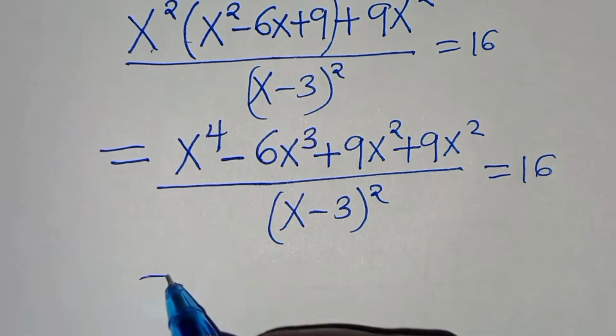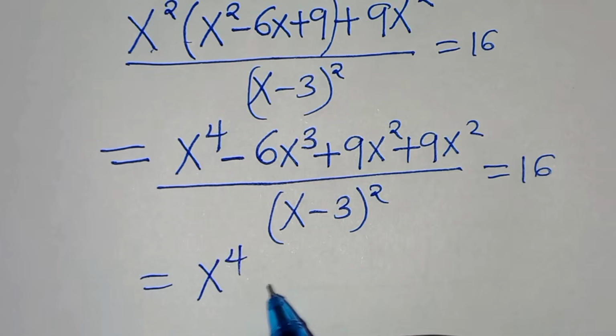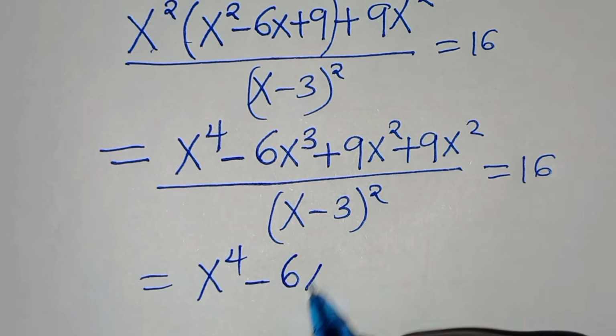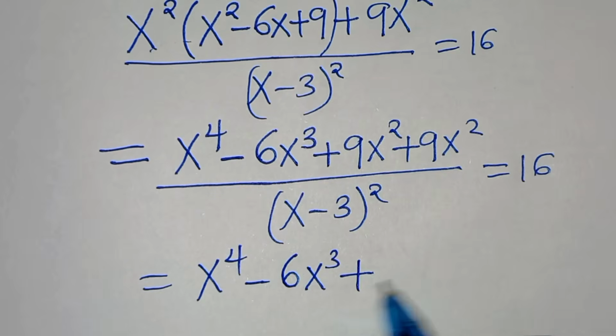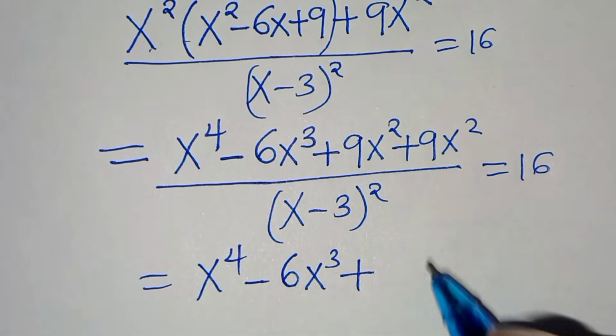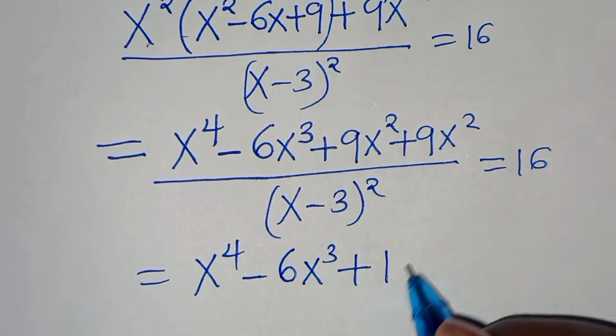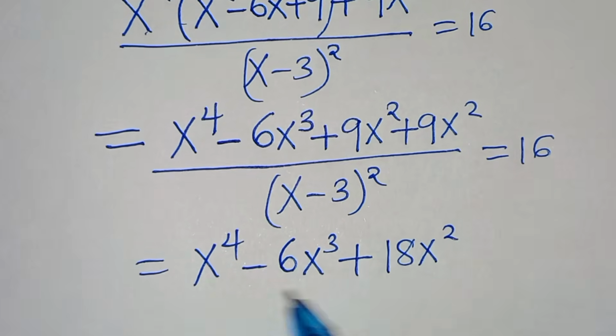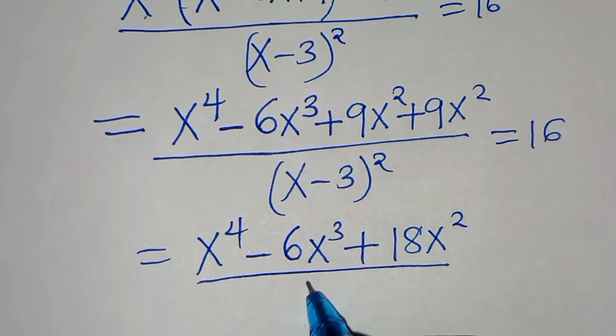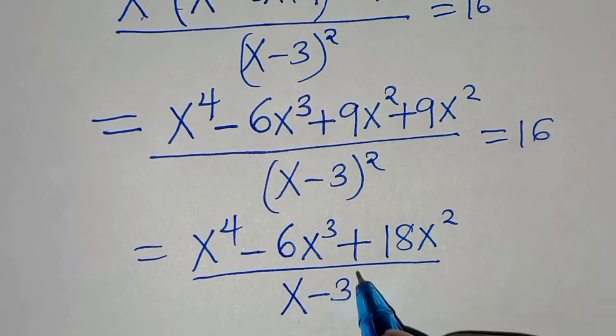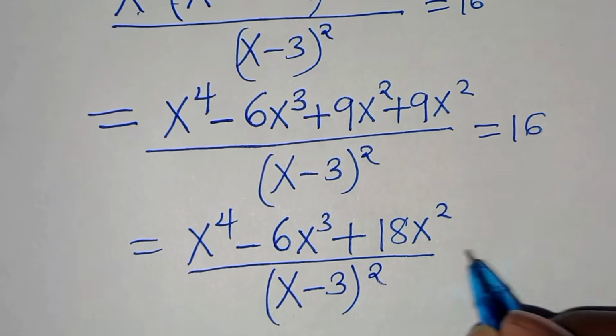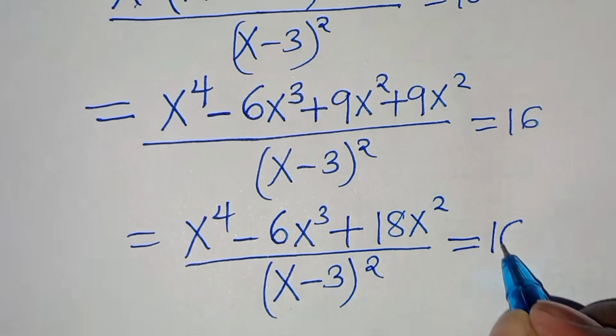So we have x to the power of 4 minus 6x to the power of 3 plus 9x squared plus 9x squared. This is equal to 18x to the power of 2. Everything here divided by x minus 3 raised to the power of 2. This is equal to 16.